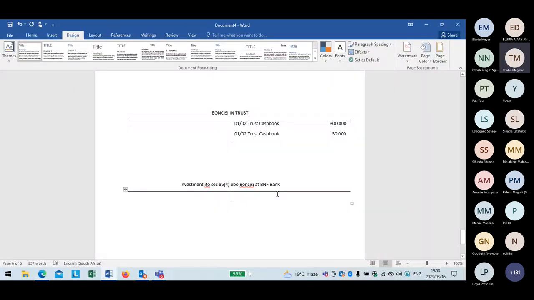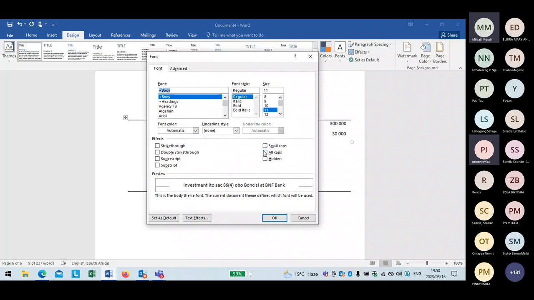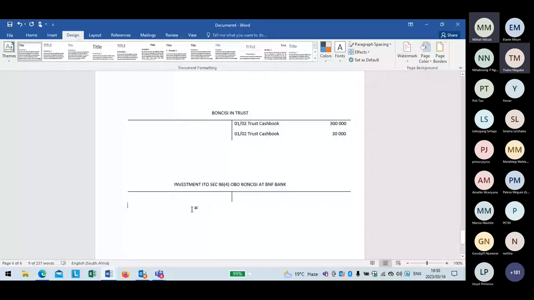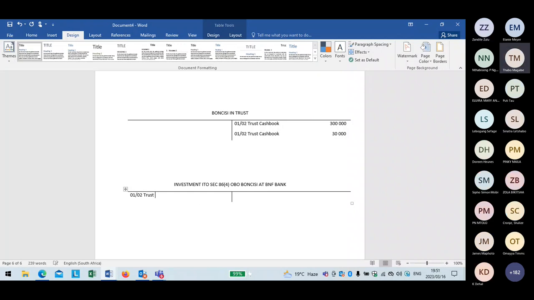Is that all we do? We have to debit the amount. We have to debit the amount by trust cash book. And this happens on which date? 1 February. The narration is? Trust cash book. And the amount is? 300,000.